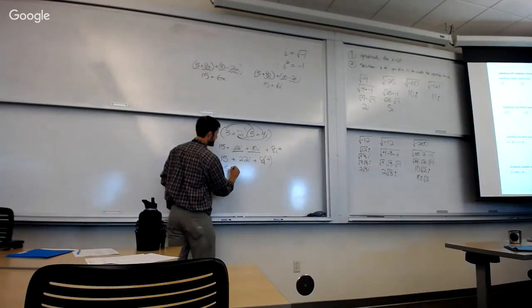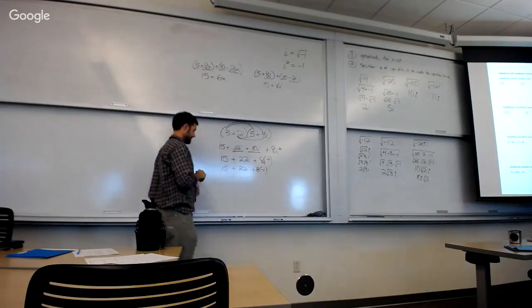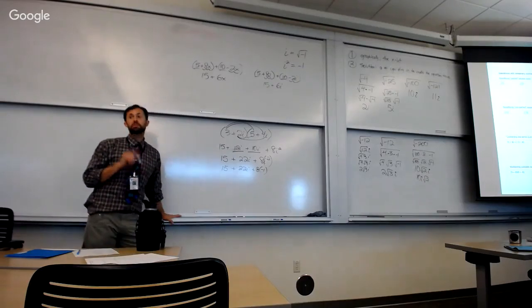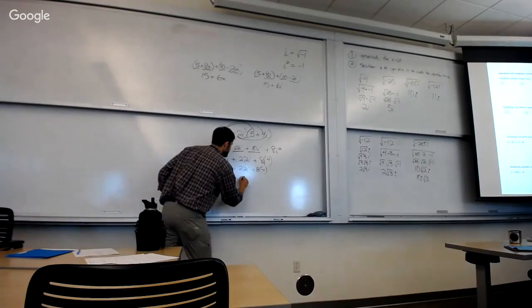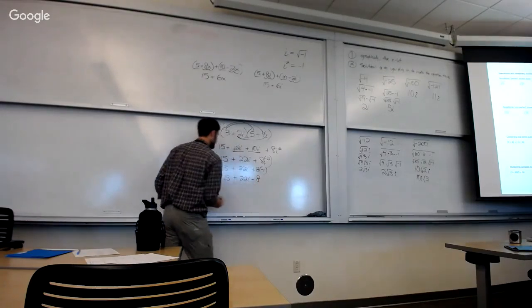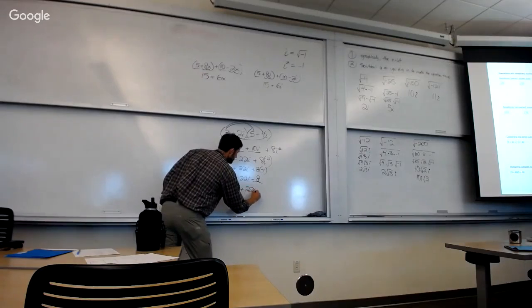So now we have 15 plus 22i plus 8 times negative 1. So anytime you see an i squared, you get to replace it with a negative 1. So now that gives us 15 plus 22i minus 8. And so 15 minus 8 is 7. And so our final result is 7 plus 22i.